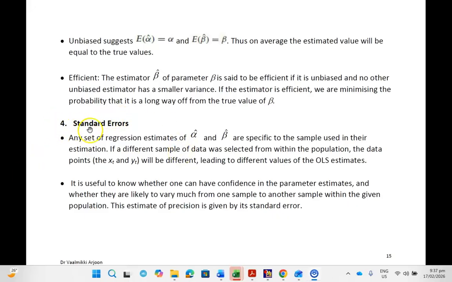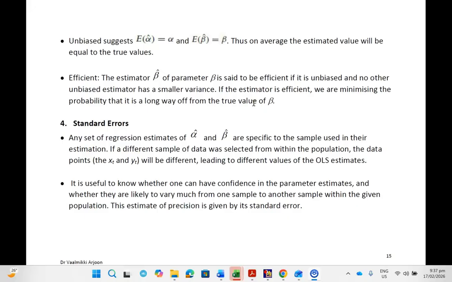Now we come to what's known as standard errors. So any set of regression estimates of alpha and beta, the alpha hats and beta hats, will be specific to the sample used in the estimation. Remember, you would have the population, right? And from that population, your data will be based on a sample of that entire population. But of course, if you have one particular sample, based on that sample, you get your estimates of alpha hat and beta hat. But then you have a different sample from that same population, right? Obviously, you're not going to get the same estimates of alpha hat and beta hat.